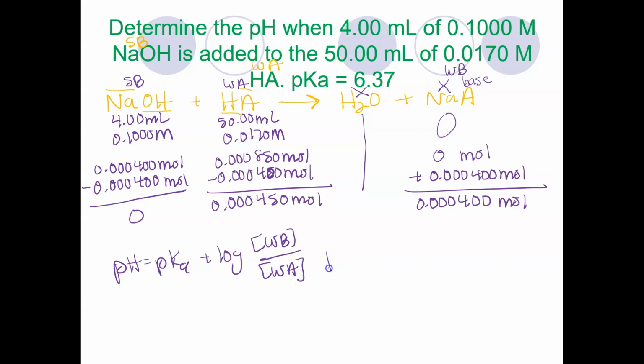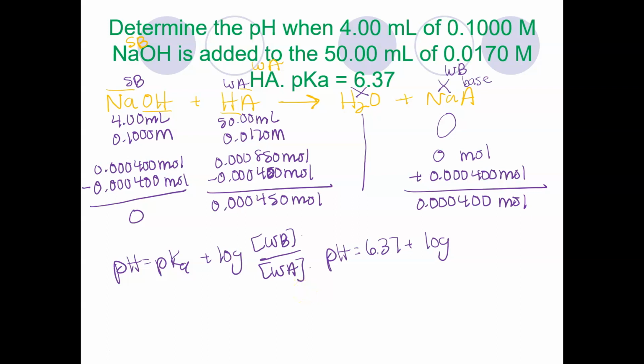So we're trying to solve for this. pH is what we're solving for. pKa was actually given in the question, 6.37, plus the log of weak base. Now I know the brackets around WB stand for molarity, but if you remember this Henderson-Hasselbalch equation, since there's a numerator and a denominator, as long as the units are the same, it doesn't actually matter what units you put in there because they'll cancel out when we divide. So I'm going to leave them as moles.